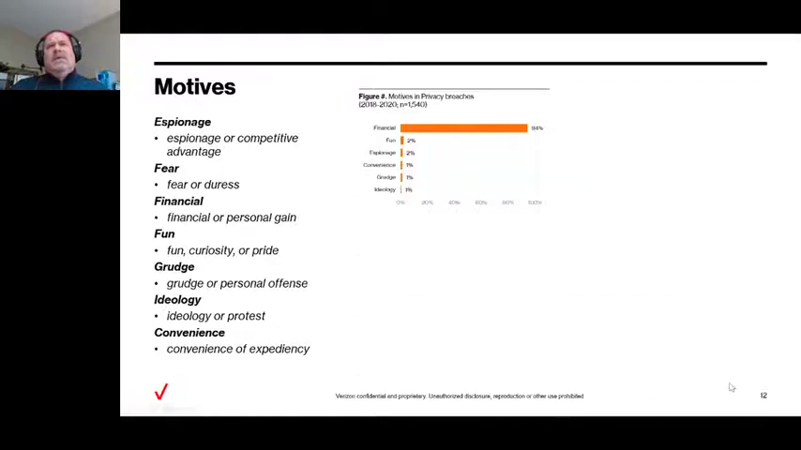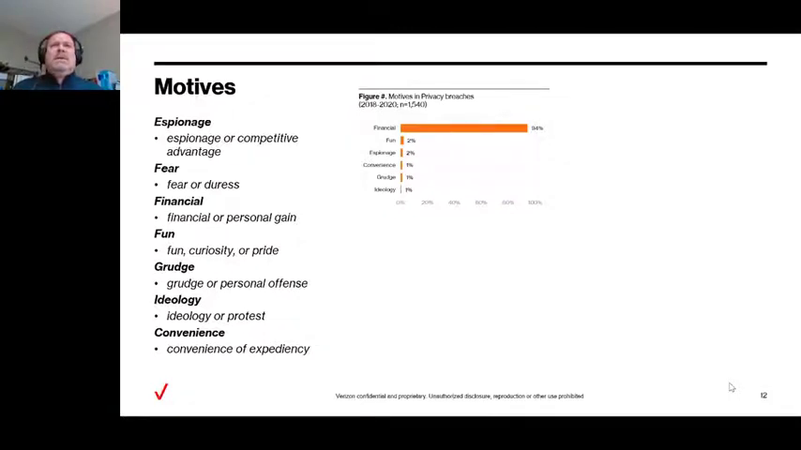When we're getting into the actors, it does help to understand their motives. So before we look at who the actual actors are for that first A, these are the motives in privacy breaches for the 3-year time frame. You can see that financial dominates at 94% of the time. If you read the DBIR, you'll see that financial is the number 1 motive overall, with espionage number 2. But here we're looking at privacy breaches, and we're seeing financial at 94%, and then very, very distantly, at 2% each, convenience, grudge, and ideology at 1% each.